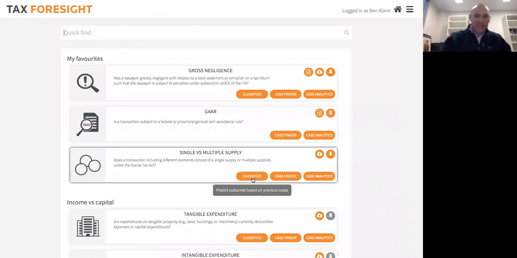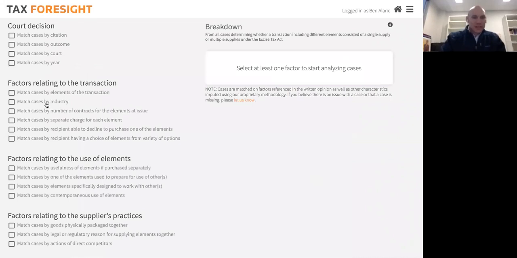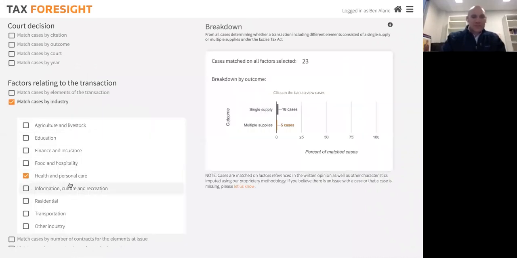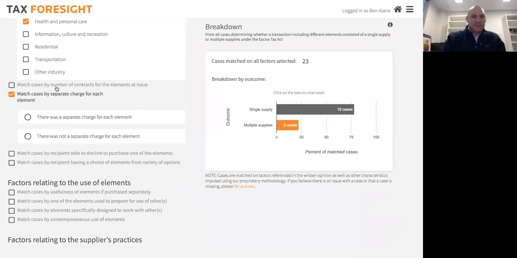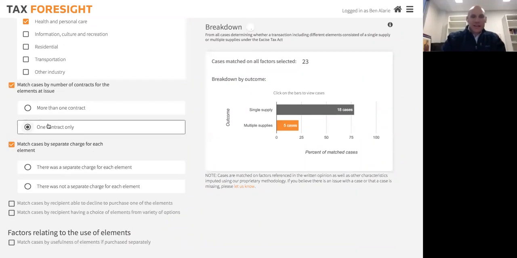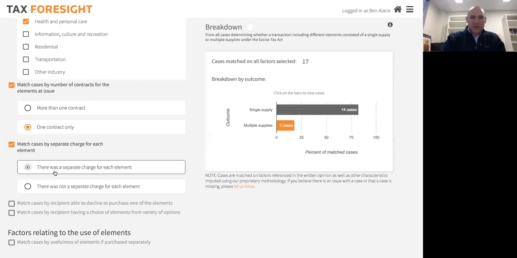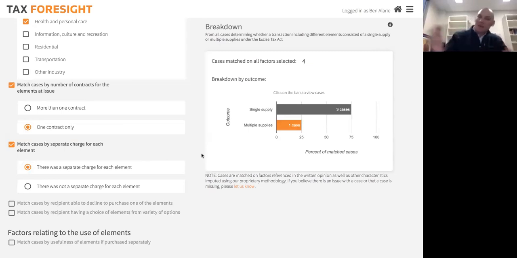But for those of us who are not quite ready to just say, oh, well, this classifier is saying 94% likely it's a single supply, Case Analytics is very helpful. Okay, what if we're dealing with the healthcare industry, and we've got one contract only, and we've got a separate charge for each element. What do my chances look like? Okay, rough and ready. There have only been 4 of these cases that match, but 3 went in the direction of single supply. So that's not saying it's 94% confident, but casual empiricism suggests about a 75% chance that it's going to be a single supply.